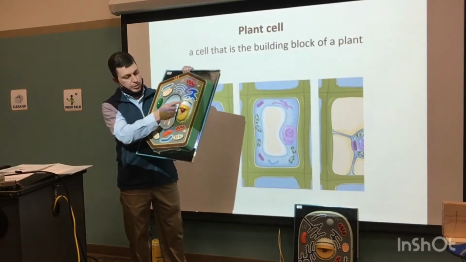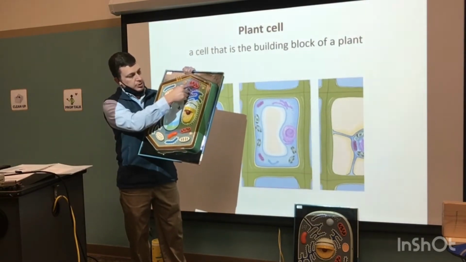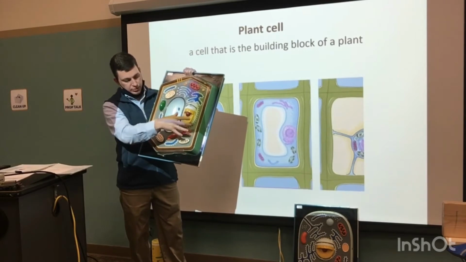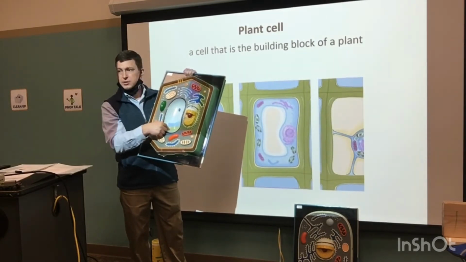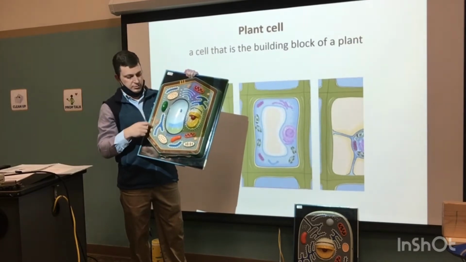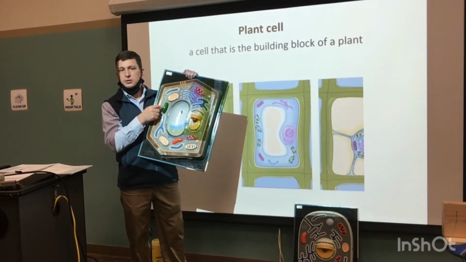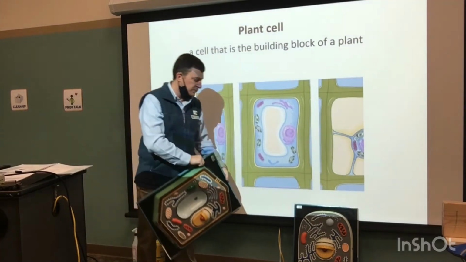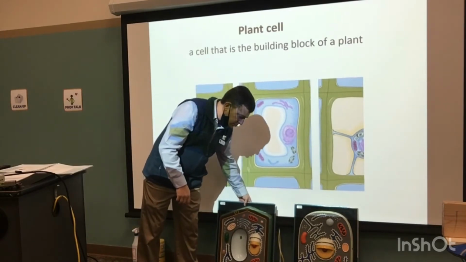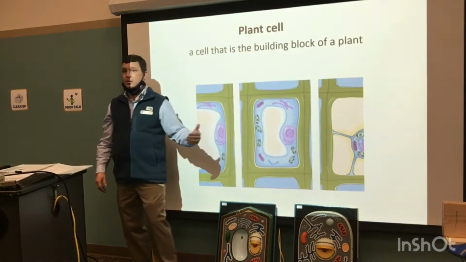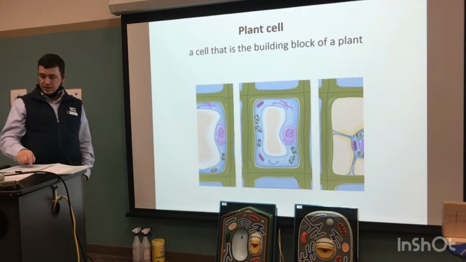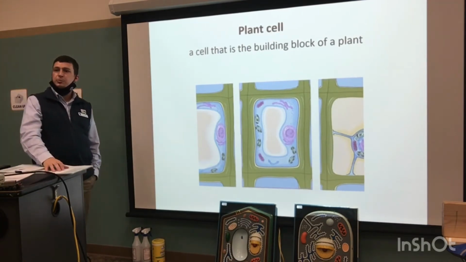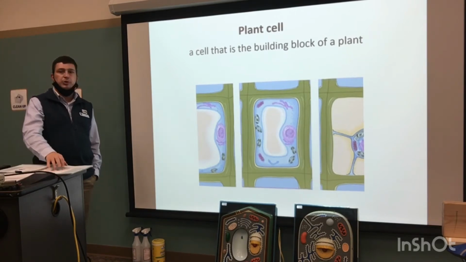This looks familiar to you. All this gray stuff's familiar. This is kind of different. Those green things are very different. So what we're going to do is figure out how these two cells are alike, but also how they're different from each other. So let's do that with the help of our textbook. Everyone open up to page 60. Page 60 in your textbook, please.